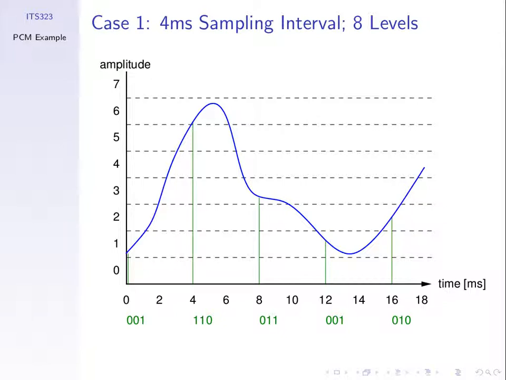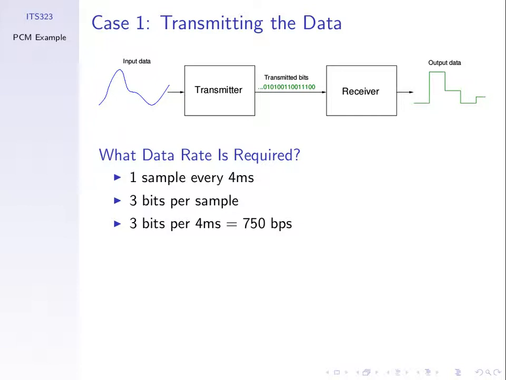And we'd need to send them across the link. Here it is. Our input data, our transmitter, which includes the PCM codec, converts that into bits and sends them across the link. And at what rate does it need to send them? Well, one sample is generated every 4 milliseconds, 3 bits per sample. Therefore, 3 bits per 4 milliseconds, which is the same as 750 bits per second.